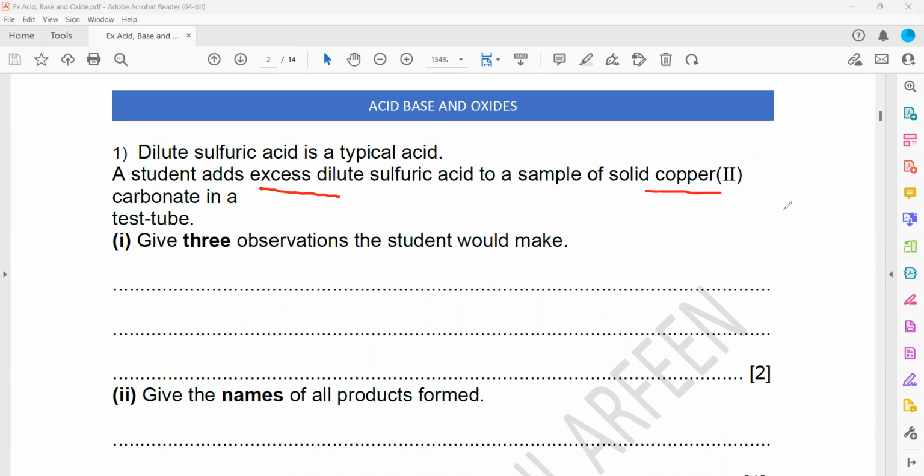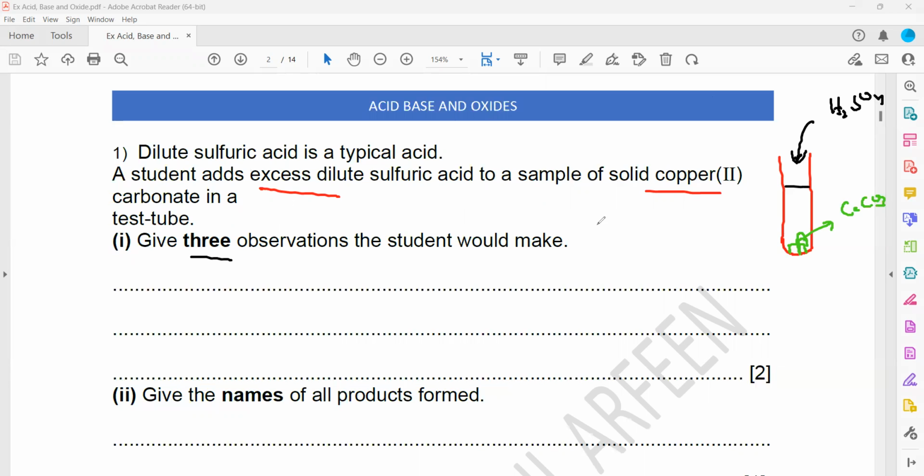So there is a test tube, and in this test tube there was copper 2 carbonate. Copper 2 carbonate is a green solid. And what the student did, the student added more than enough sulfuric acid, like an excess of sulfuric acid or too much sulfuric acid. You have to give three observations.